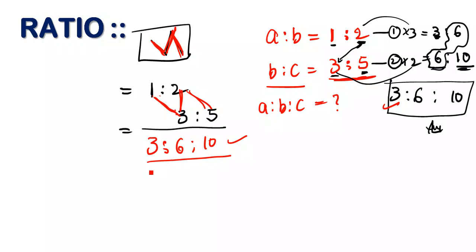The three numbers must cancel at a time in one table. It should not be that two numbers are in one table and two numbers in another. Three numbers are multiplied at a time in only one table, so no multiplication. That's why the answer is 3 is to 6 is to 10.